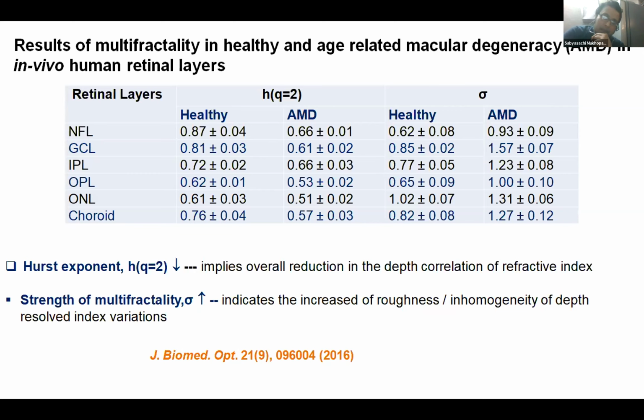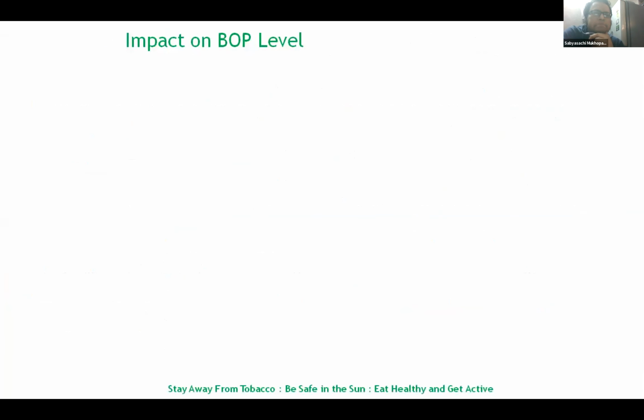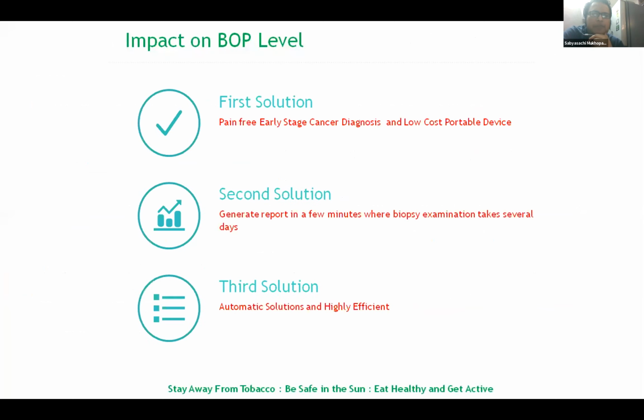So these were the publications, actually, in the Journal of Biomedical Optics. Mostly the results have been covered from our publications in the Journal of Biomedical Optics in 2016 and 2017, and a few SPIE conference proceedings are there also. Now we will see the impact of the bottom-up pyramid which we are creating. That is very, very important.